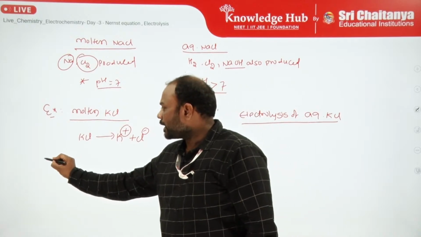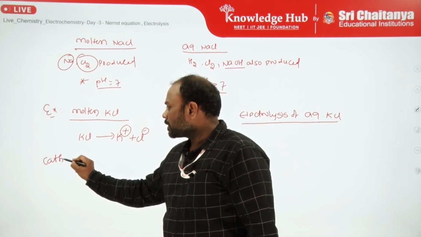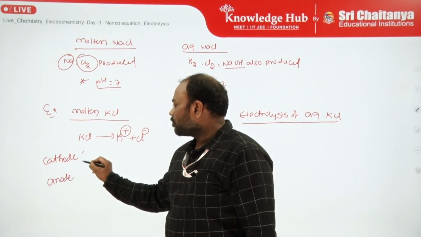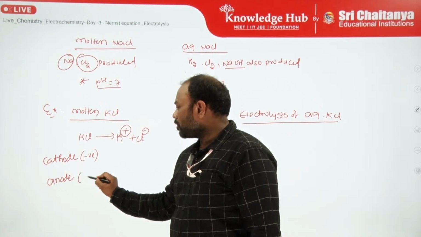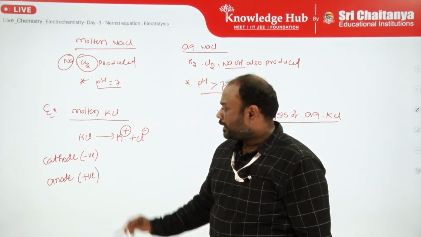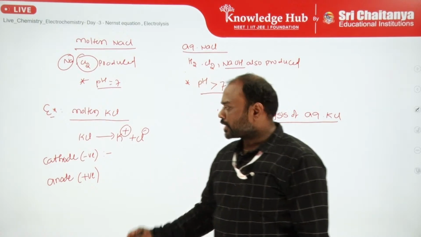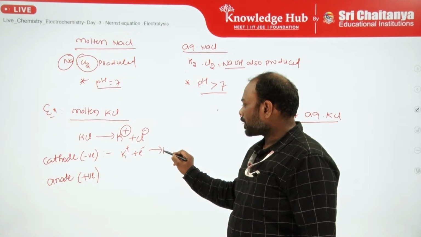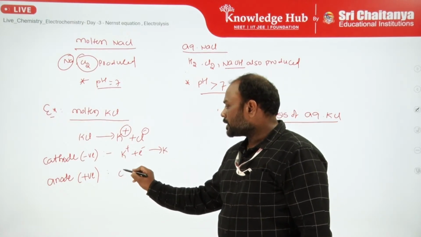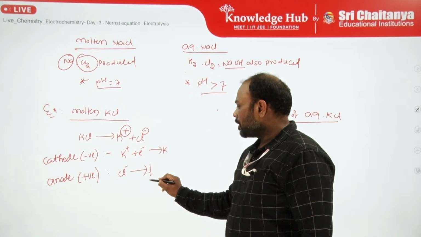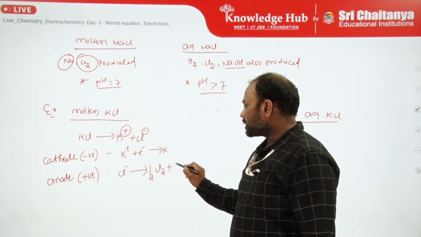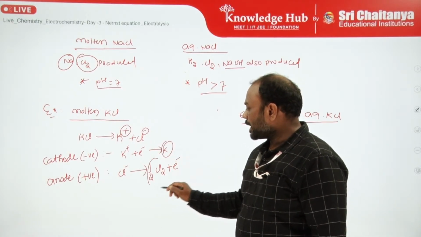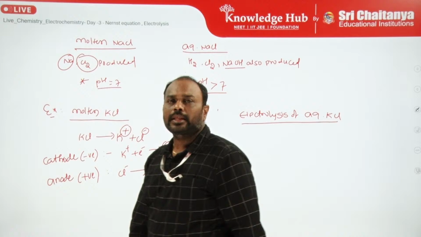For passage of current, we require two electrodes: a cathode and an anode. What is the sign of the cathode? Negative. Anode is positive. The negatively charged electrode attracts the oppositely charged ion, as we already know. By gaining an electron we get potassium. At the anode, Cl minus is converted to half Cl2 plus an electron. So potassium and chlorine are obtained by electrolysis of molten KCl.